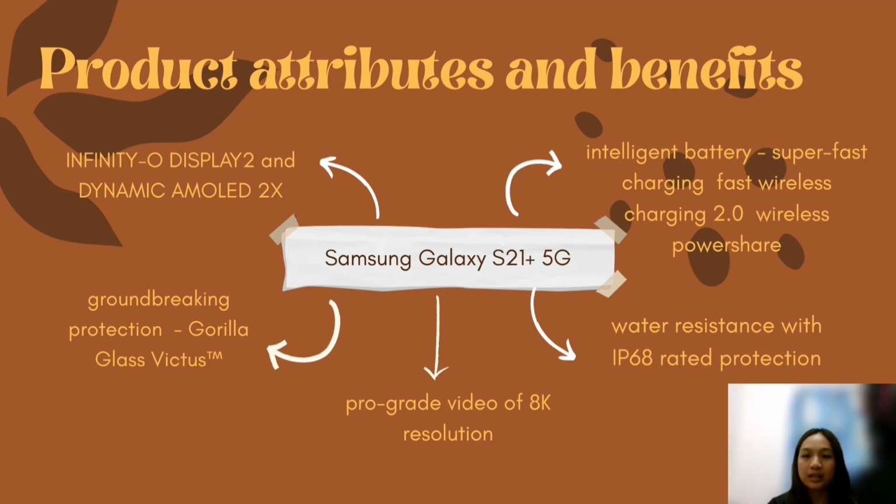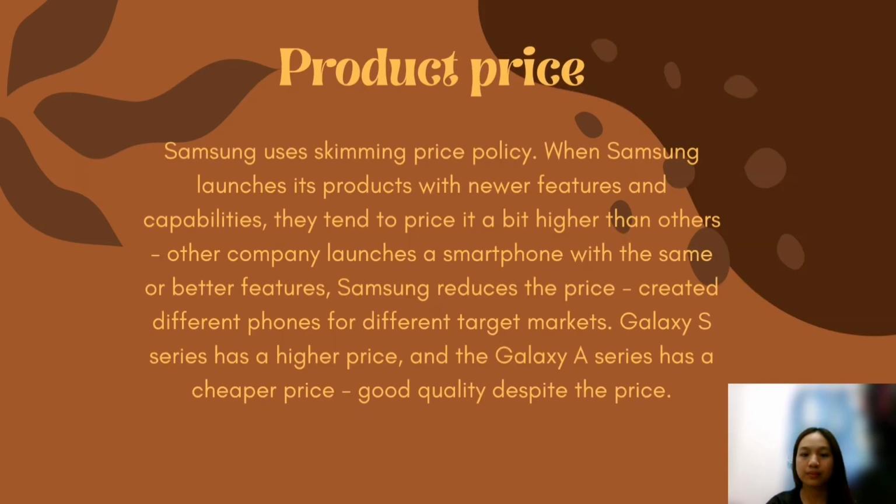Next, the Galaxy S21 Plus 5G is also equipped with an intelligent battery. The phone is provided with a super fast charger, Fast Wireless Charging 2.0, and also Wireless PowerShare, where it lets the user use their phone to charge their buds, watch, or even a friend's phone. Other than that, the phone is also water resistant with IP68-rated protection.